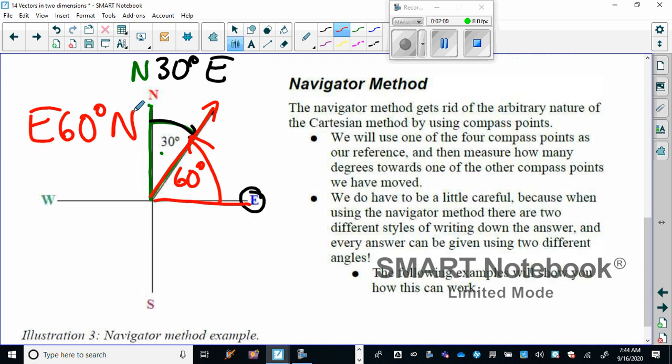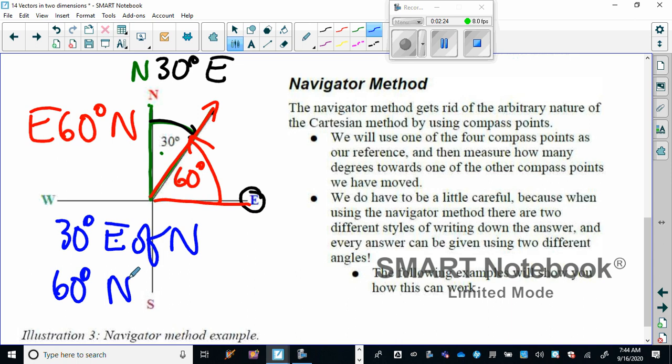And then the other two ways we use, we throw an English word in there, the word of. And so I could say that this is 30 degrees east of north, or 60 degrees north of east. Each one of these answers is totally acceptable, and they all mean exactly the same thing, because remember, we're just talking about the vector here and its relation to north and east.